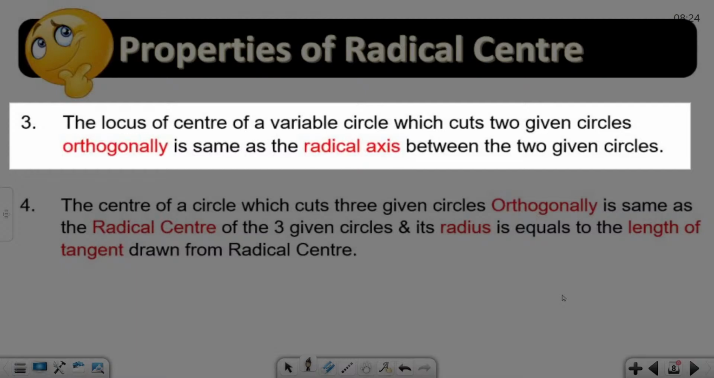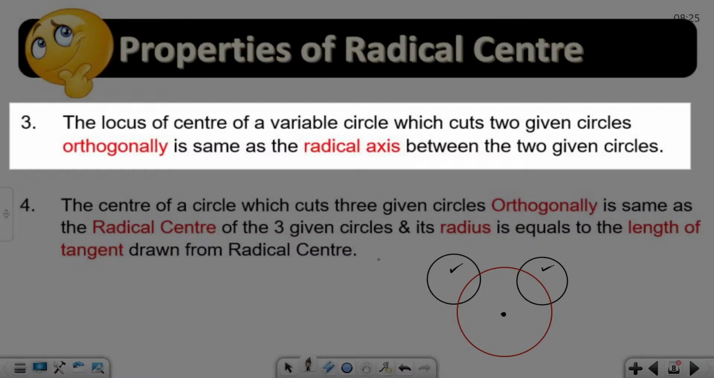which cuts two given circles orthogonally is same as the radical axis between the two circles. It is stating that if there are two circles, suppose this is one circle and this is another circle, now you have to find out the locus of the center of that circle, which is intersecting these two given circles orthogonally. Then the locus of this center will be nothing but the radical axis for these two circles.